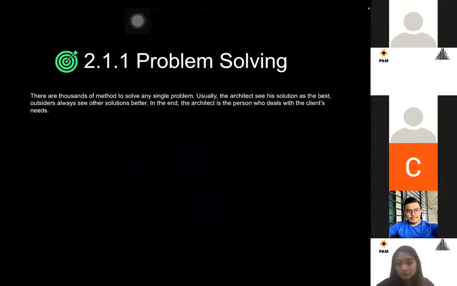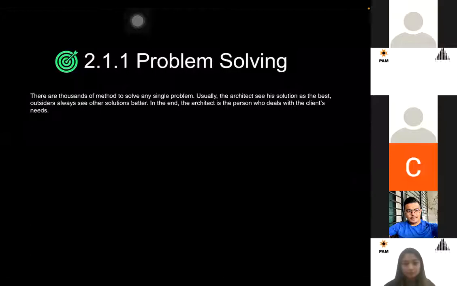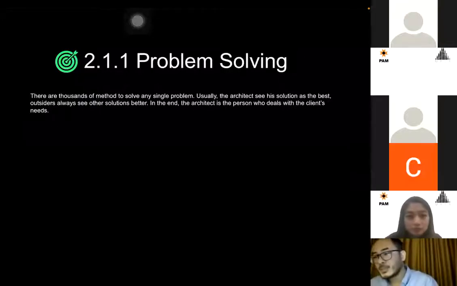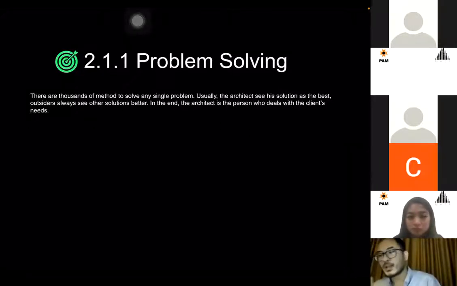Problem solving. This is one of the easiest concept approaches that students should learn, and students must at least try it once. There are thousands of methods to solve any single problem. Usually the architect sees his solution as the best, but sometimes outsiders may, and always, see other solutions as better. In the end, the architect is the person who deals with the client's needs. You must remember this, because the client brings his own problems and potential.